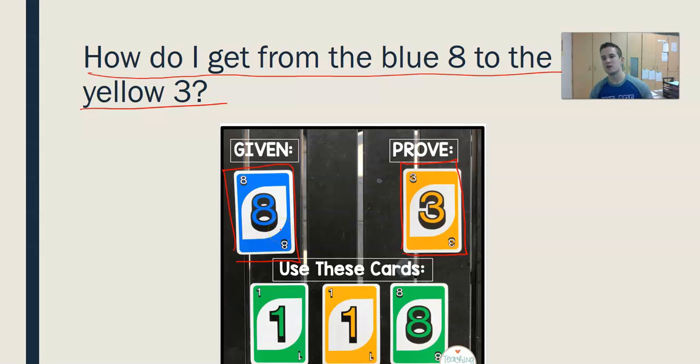Well, in Uno, you can either place numbers on the same numbers or colors on the same colors. So on top of this blue 8, I can play this green 8. That's legal. On top of that green 8, I could play this green 1. That's legal. And on top of this green 1, I could play this yellow 1, and then I could play my yellow 3. I have these cards at my disposal, and I was able to use all of them to get from point A to point B. And they were all connected to get from the blue 8 all the way to the yellow 3.